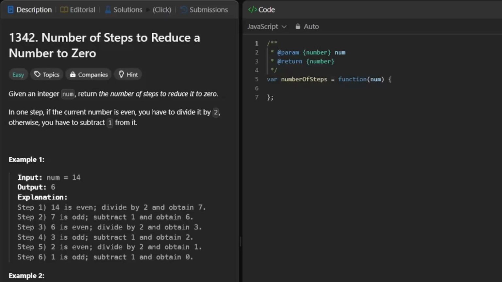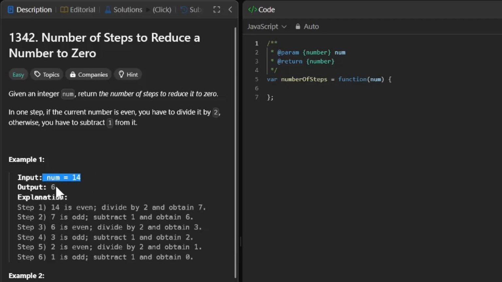Number of steps to reduce a number to 0. Given an integer num, return the number of steps to reduce it to 0. In one step, if the current number is even, you have to divide by 2. Otherwise, you have to subtract 1 from it. Okay.